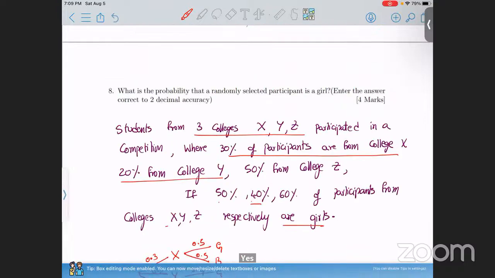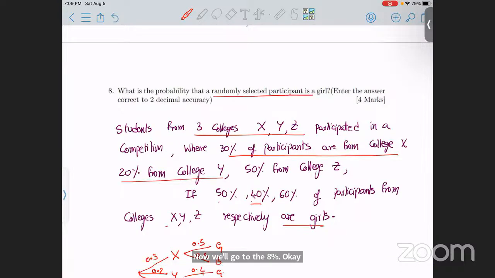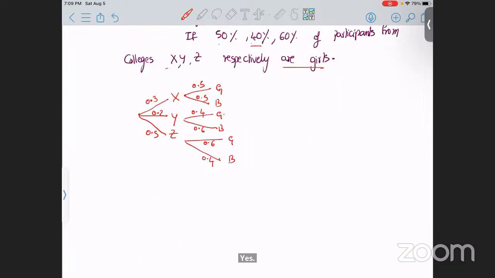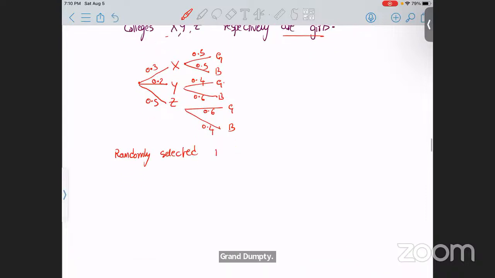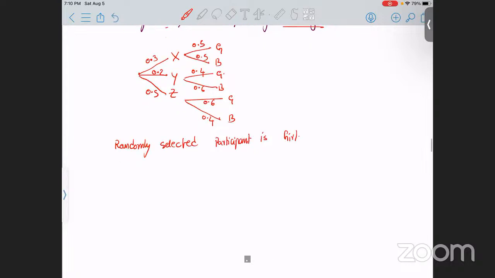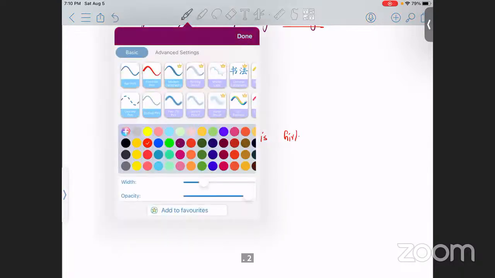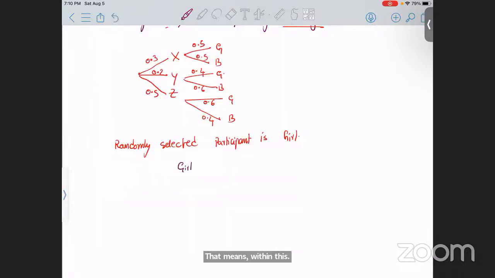Now we will go to the 8th question. What is the probability that a randomly selected participant is a girl? Look, listen to this carefully. Girl from X plus girl from college Y plus girl from college Z.